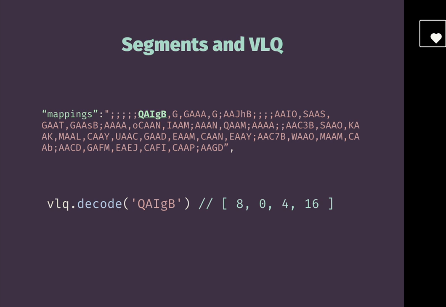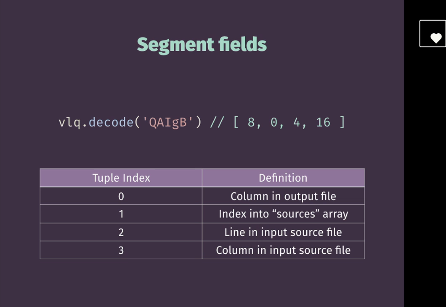So let's go back to this QAI GB. If I decode this, I actually get a tuple, which is 8, 0, 4, 1, 6. So what does that mean? Once you break it down, it's pretty simple. This is where the source map starts to make sense. The very first value is the column in our output file, add.dist.js. Remember that because we're working linearly, we already know what the line number is, which is line 5.